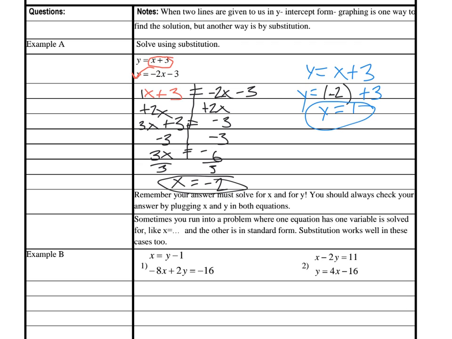Another way to write that is as an ordered pair. Remember, we read it as x and then y. So x is negative 2 and y we got 1.